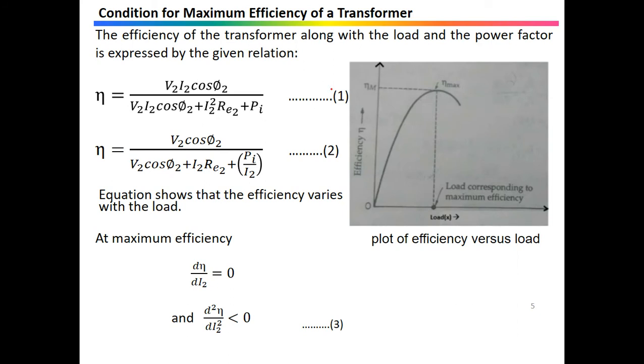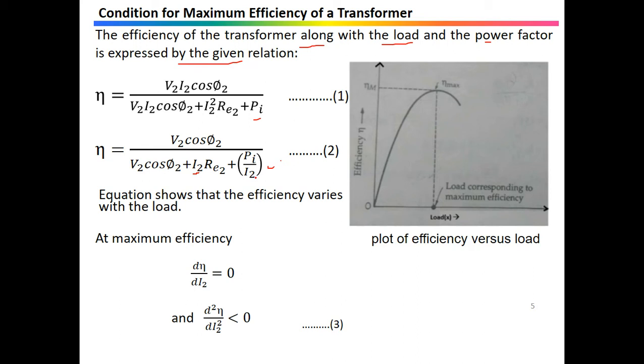So the efficiency of the transformer along with the load and the power factor is expressed by this relation. The efficiency is again, as usual, the output over output plus the losses. This is equation number 1. This is the output power, V2 I2 cos phi 2, over output plus the losses. I am taking I2 common from the numerator as well as the denominator. So I2 will be cancelled out, and here I2 square now becomes I2 only, and here Pi over I2 has the denominator term I2 also.